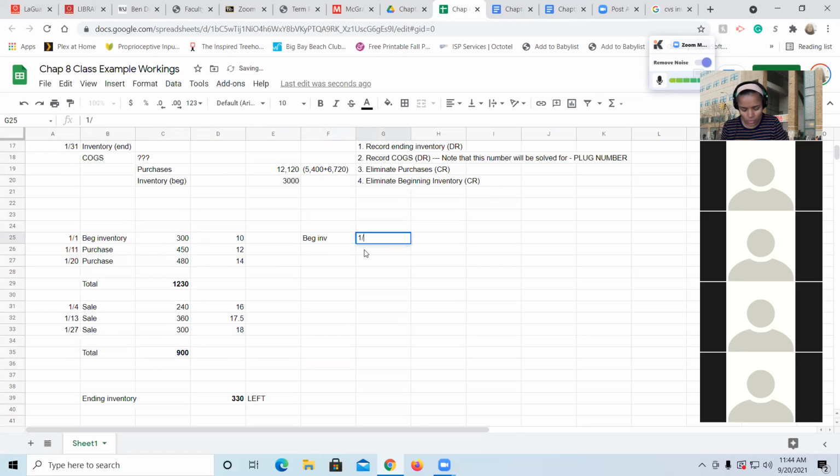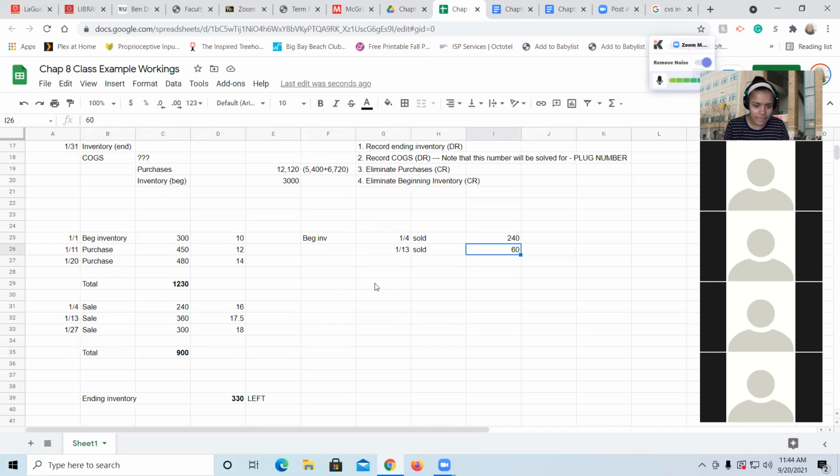On 1/4, you sold 240, right? And then on, I don't know if this is the best way to do it, but we'll see. And then on 1/13, you sold another 60. So the beginning inventory is finished. Do you see that? Yeah.